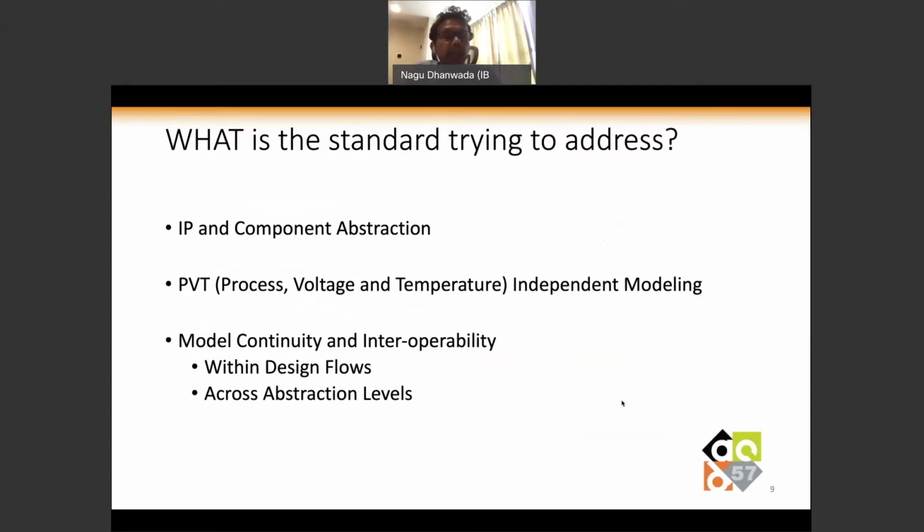So three aspects really, right? One is the IP and component abstraction. The second part is process voltage and temperature independent modeling. And the third main aspect is model continuity and interoperability through formalism of data and interfaces, right? Both within design flows as well as across abstraction levels. So I'll get into details of some of these pieces, but that is really what the standard at its heart is trying to address.